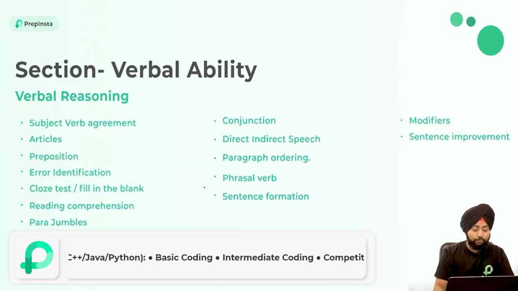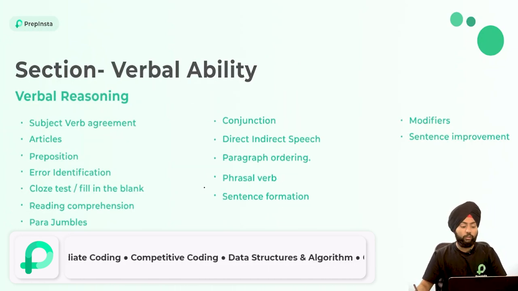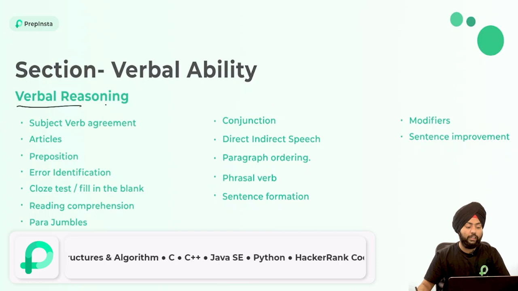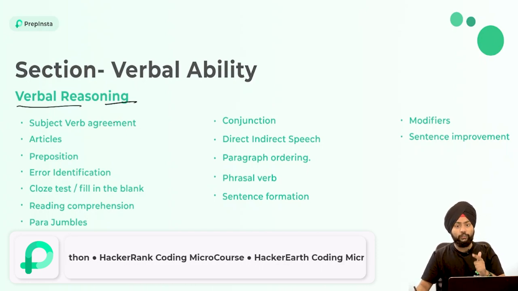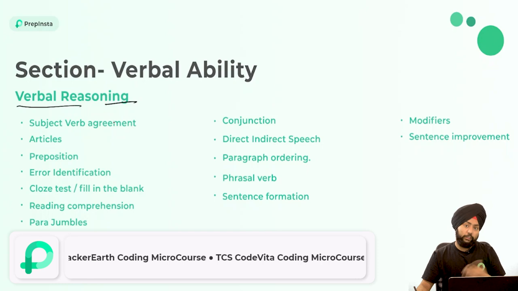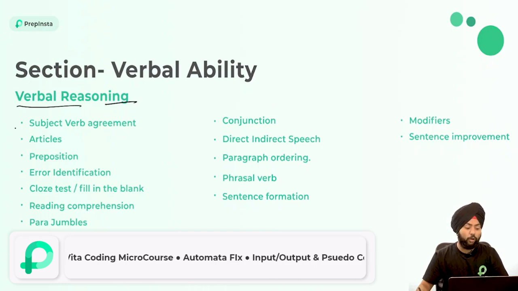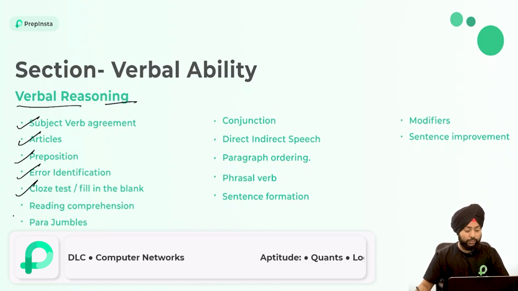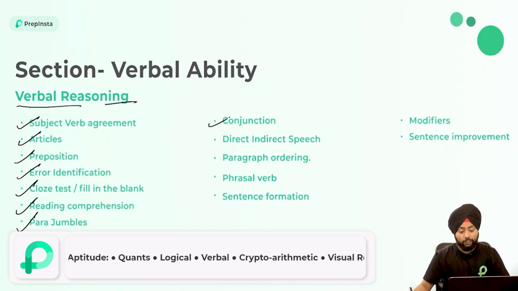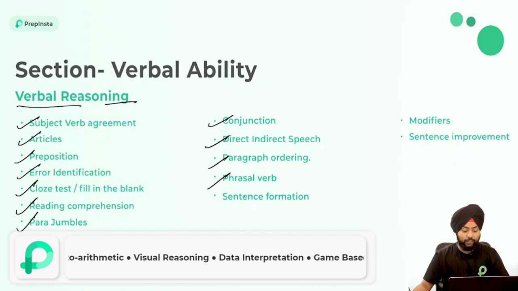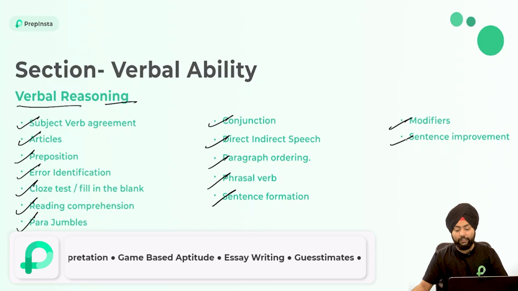Moving forward, verbal reasoning topics. In verbal reasoning, there are questions which will be there in the first round, that is the foundation round. The topics will be subject-verb agreement, articles, prepositions, error spotting, cloze test, reading comprehension, para jumbles, conjunction, direct and indirect speech, paragraph ordering, phrasal verb, sentence formation, modifiers, and sentence improvement.